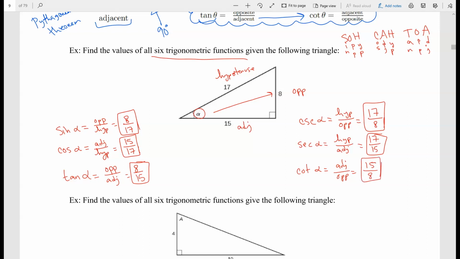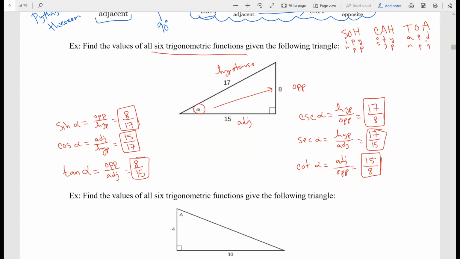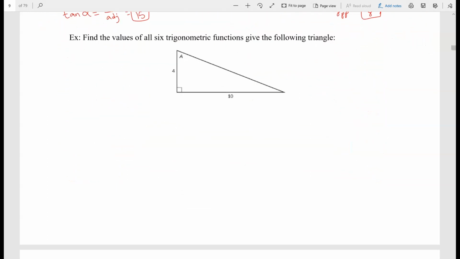Okay. So it's not that difficult when you already know what all of the sides are. It's pretty self-explanatory. Okay, so let's try this one. Find all 6 trigonometric functions given the following triangle. Notice that your A is now up here. Here's your angle A. That means that this side is going to be my opposite, this side is my adjacent, and this side is my hypotenuse. Uh-oh, we don't know what my hypotenuse is.